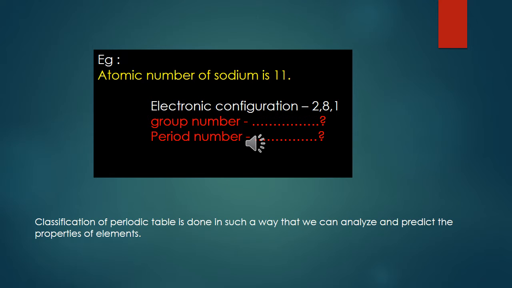An example is given below. From the periodic table, we can see that the atomic number of sodium is 11. Then we can calculate the group number and period number from its atomic number and electronic configuration. The electronic configuration is 2, 8, 1. The classification of the periodic table is done in such a way that we can analyze and predict the properties of elements.